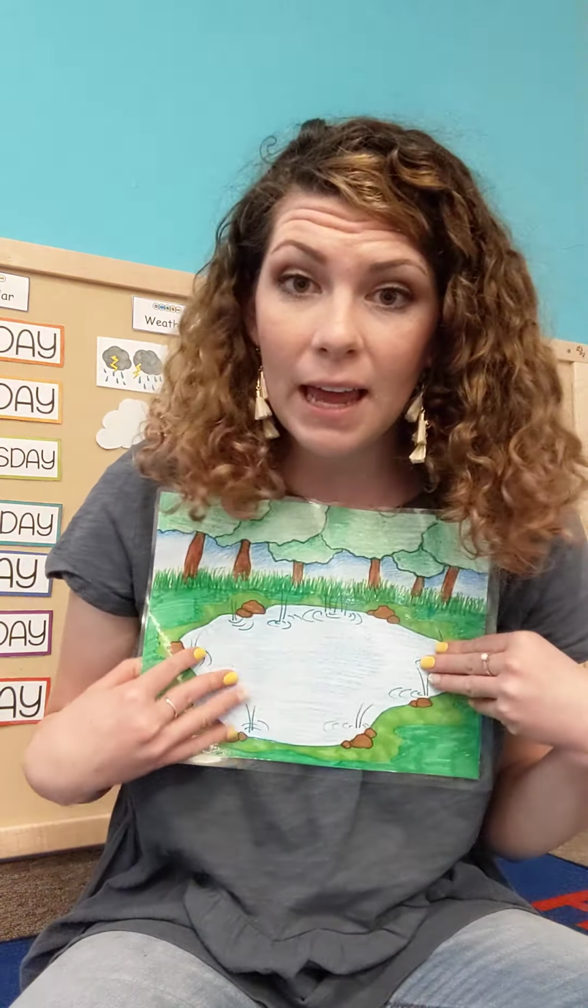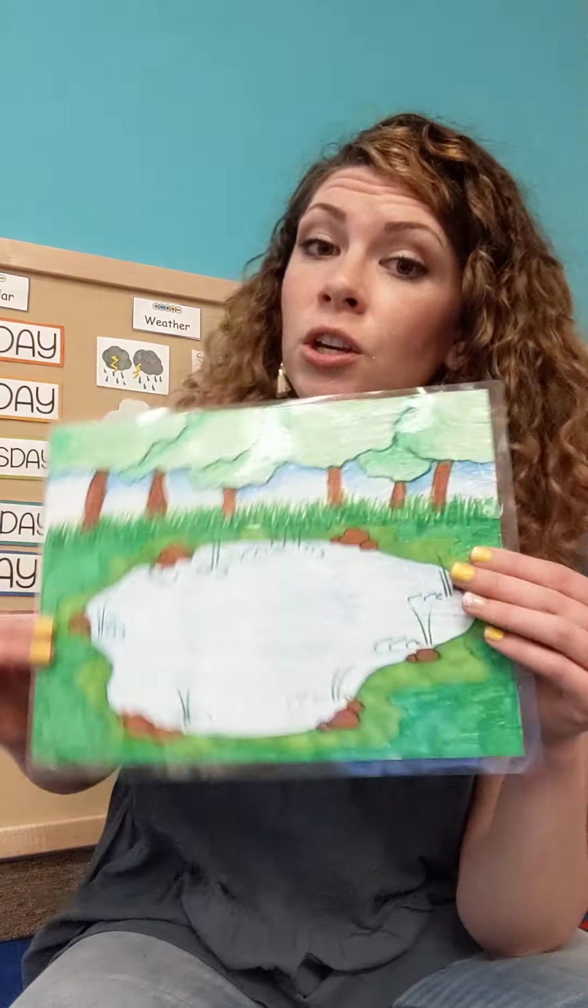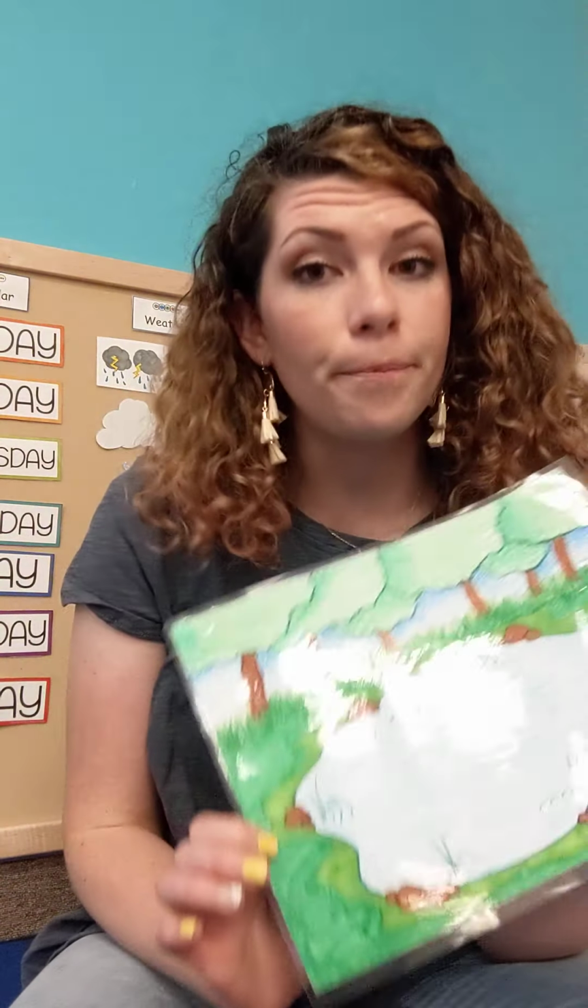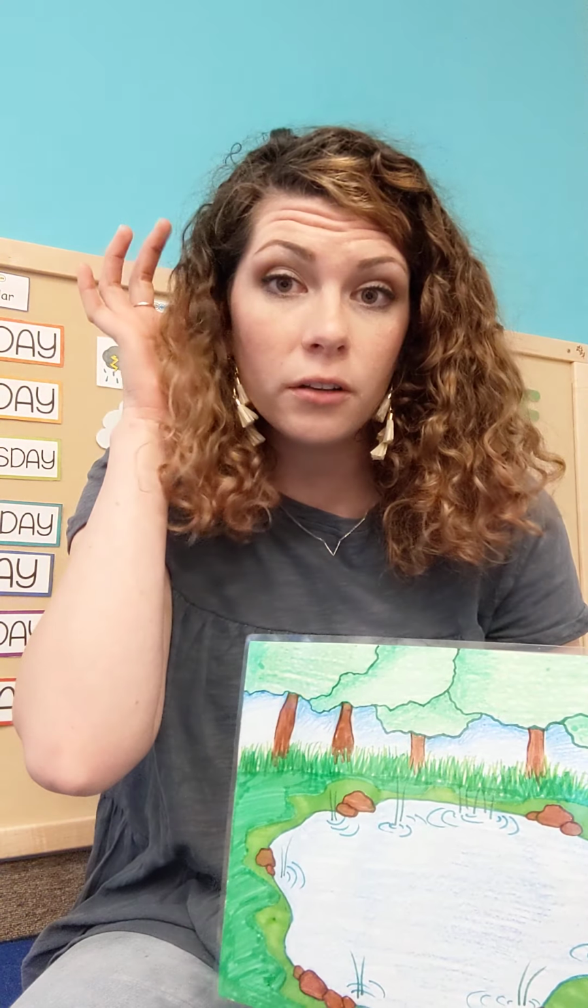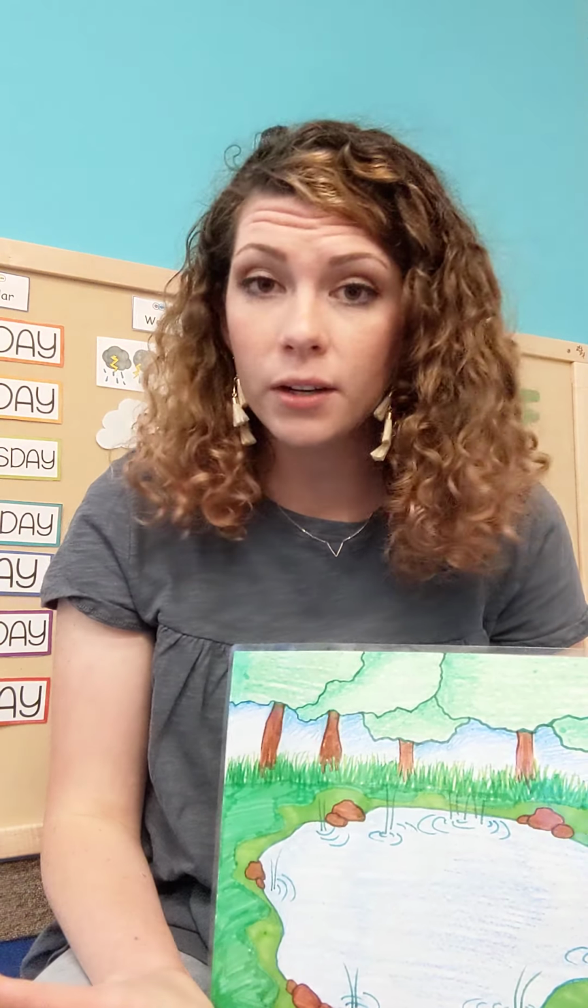Now, I did have to make a pond for this activity. So we're going to look at a pond. Now, who knows what a pond is? It's a small body of water. It's smaller than a lake. It's smaller than the ocean. It's smaller than the sea. It's smaller than all of those things. And ponds always, always, always have fresh water.